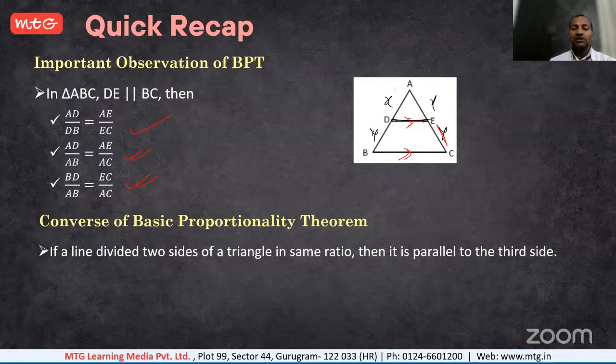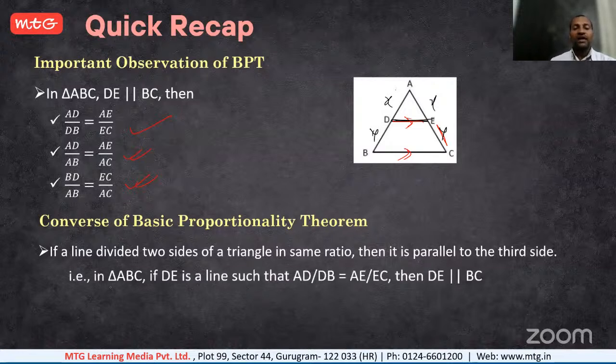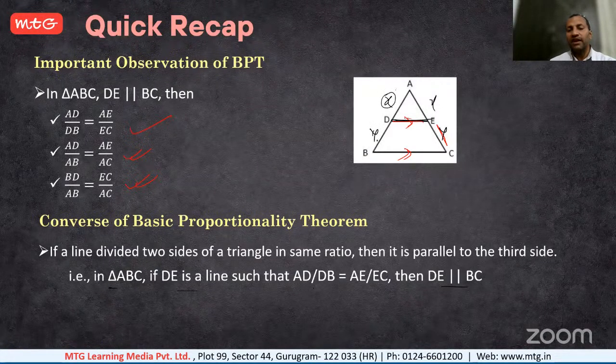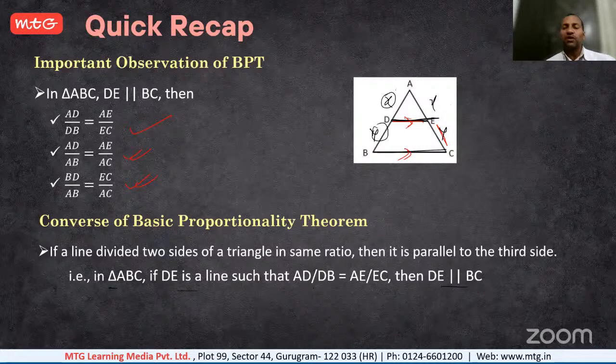Okay. So then in triangle ABC, D is such that the line is parallel. In that case, if it is dividing in the same ratio, then DE will be parallel to BC. So the basic proportionality theorem says that when a line is parallel, it will divide the sides in the same ratio. The converse says that if it is the same ratio, these two lines will be parallel. That's it, just the opposite. So these are the two things we are going to use.